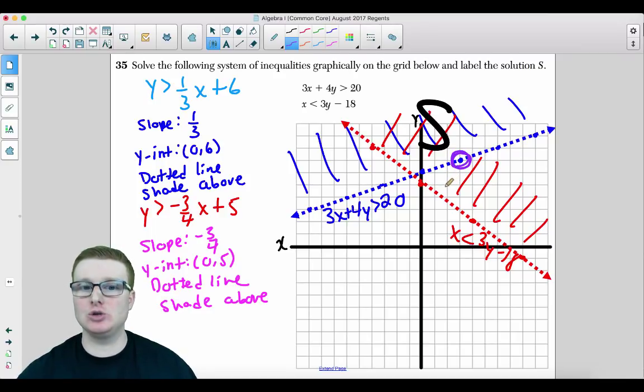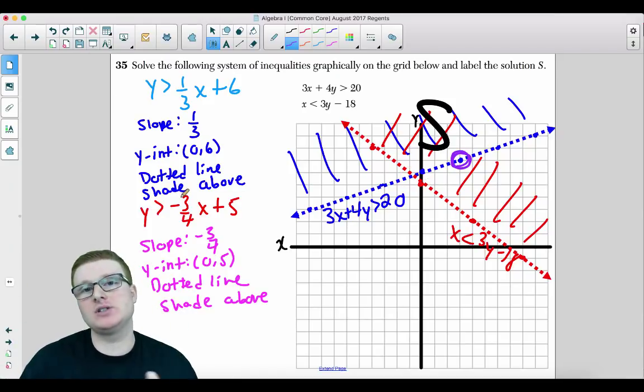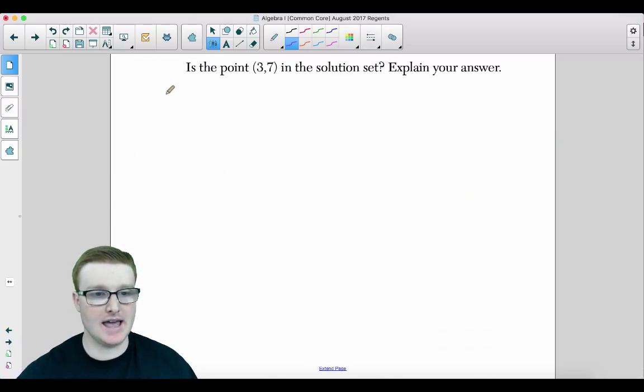Is that considered the solution set of this? No, because it lies on the dotted line. Any point that lies on the dotted line, even if they ask you for this point where it's the intersection point, it's not really intersecting, because again, they're both dotted lines. Anything that's on the dotted line does not work. So we're going to say no, or nope.